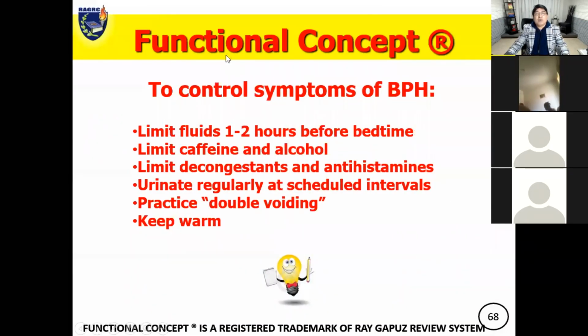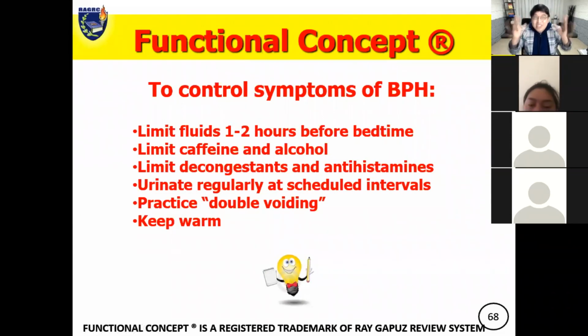Okay, so take note of this, class: what are the discharge instructions that you will have to tell your patients with BPH so that they can control the symptoms? Limit fluids for 1 to 2 hours before bedtime. Limit caffeine and alcohol because caffeine would actually stimulate urination. Limit decongestants and antihistamines. Urinate regularly at scheduled intervals; this is to train the bladder. Practice double voiding: instruct the client to void and then after a while void again to completely empty the bladder. And keep the patient warm because cold would usually stimulate micturition.